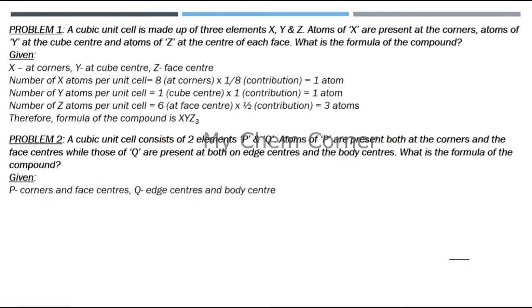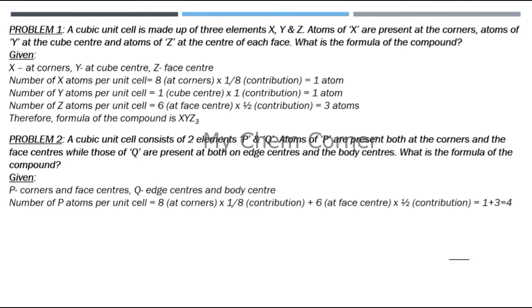So here what is given to us? The atom P is present at the corners and at the face centers, whereas Q is present at edge center, which means we have the edges of the cube, and the center of those edges it is present. So those are edge centers and body center.